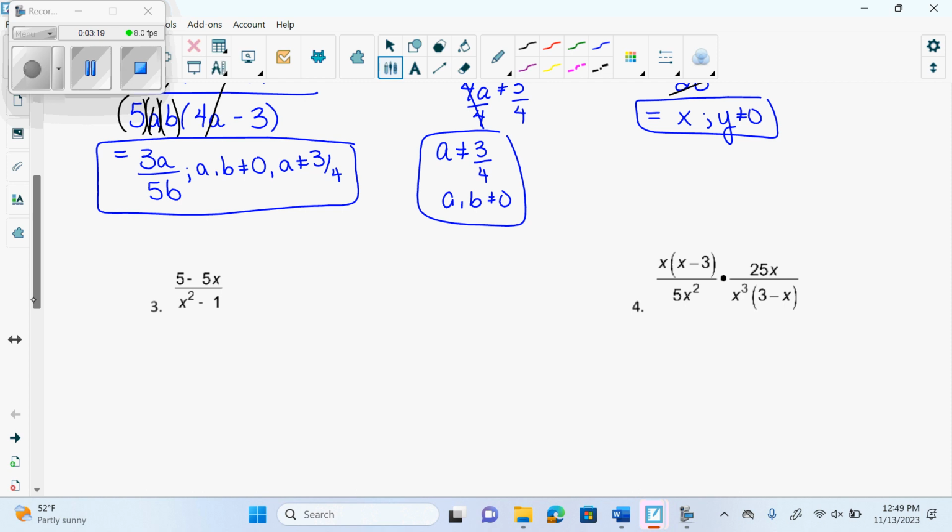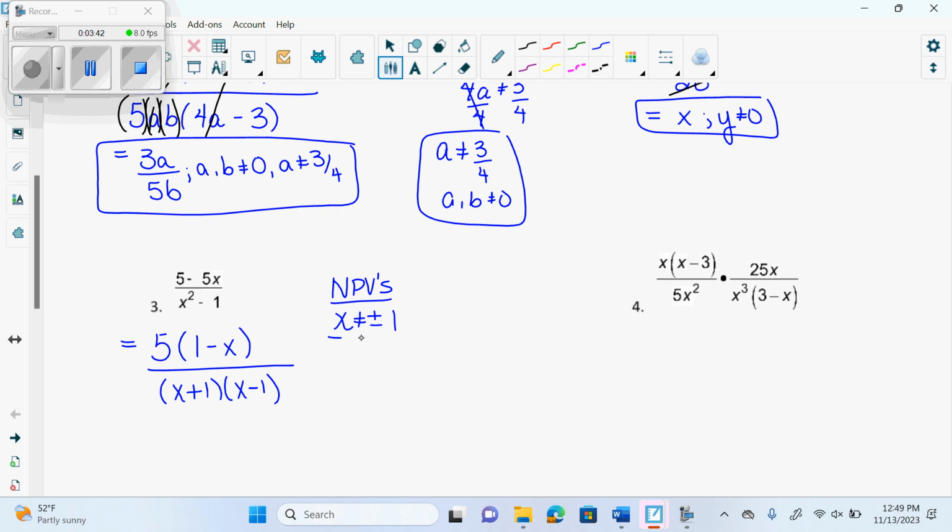This one, I have 5 minus 5x. So a lot of people took the 5 out and they were left with 1 minus x. And I'm proud to say that a lot of you spotted that there's something wrong with that. So here I have x plus 1, x minus 1. Before I go to try and cancel anything off, my NPVs are x can't equal plus or minus 1. Okay, now, everyone paying attention?